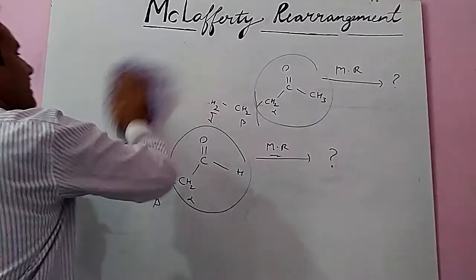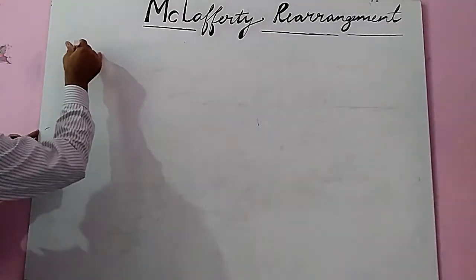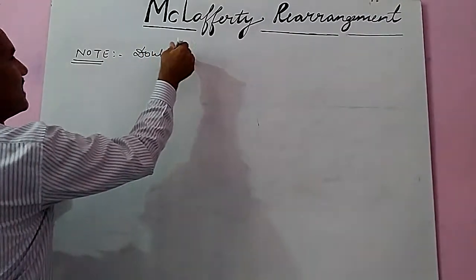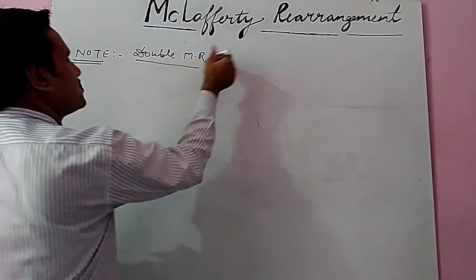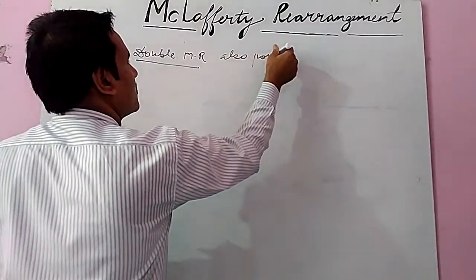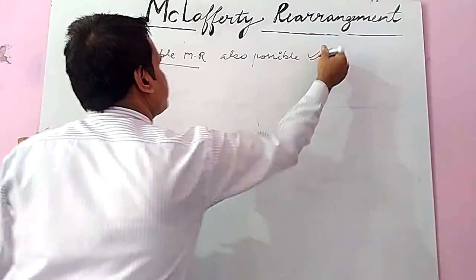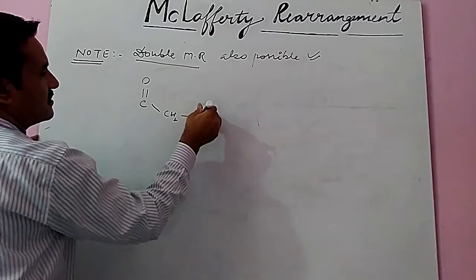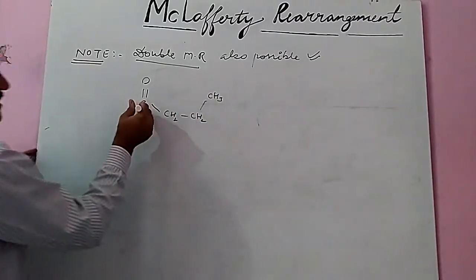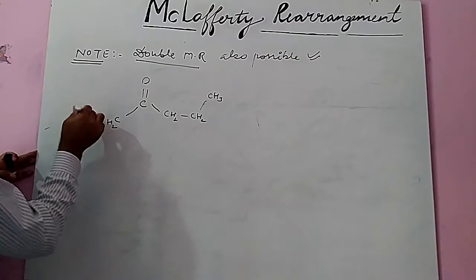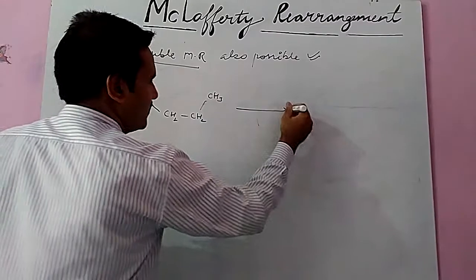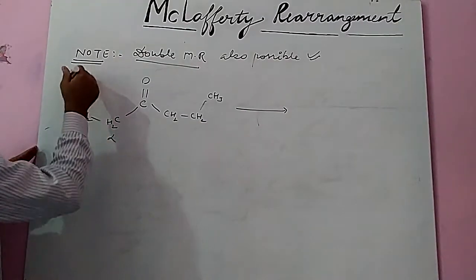A very important note regarding McLafferty rearrangement, that is, double McLafferty rearrangement is also possible. I will take an example: C double bond O CH2 CH2 CH3. Similarly, CH2 CH2 CH3. Check it. So on both sides, this is alpha, this is beta, and this is gamma.